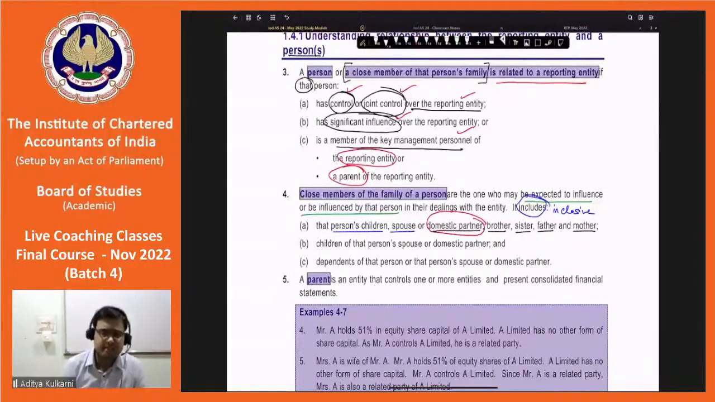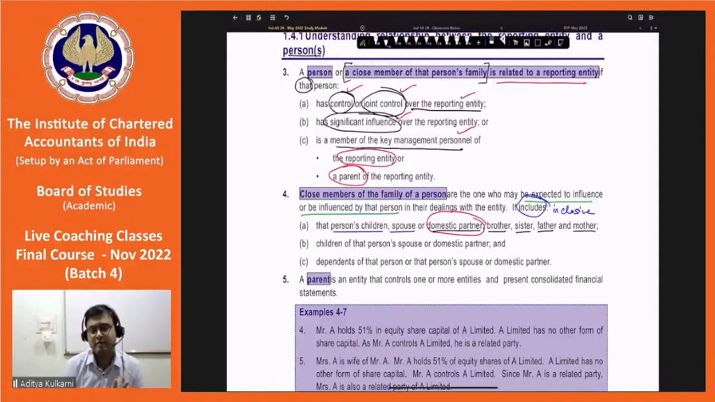So the domestic partners, will they influence each other? Definitely they will. Out of love, affection, bonding, they will definitely influence each other. So domestic partner means the one who is in a live-in relationship. Should a domestic partner always be of the opposite gender? Not necessary.